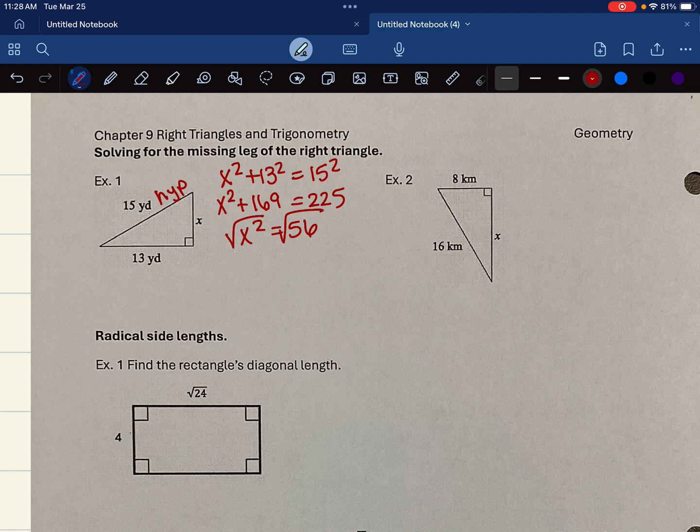No, so what am I going to have to do to simplify? Factor, right? Again, for time's sake, I'm going to give that to you. It's 4 times 14. So what would my final answer be? 2 square roots of 14. We take the square root of 4, 2 square roots of 14.